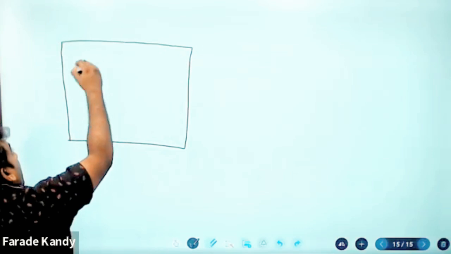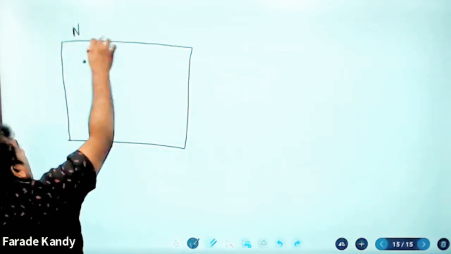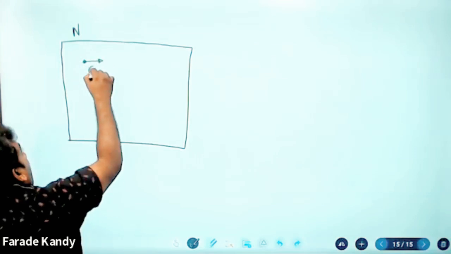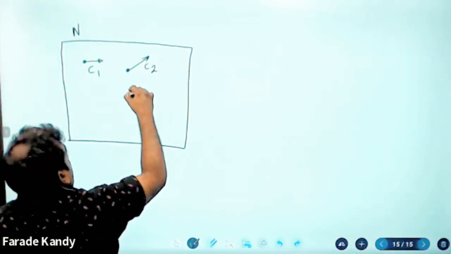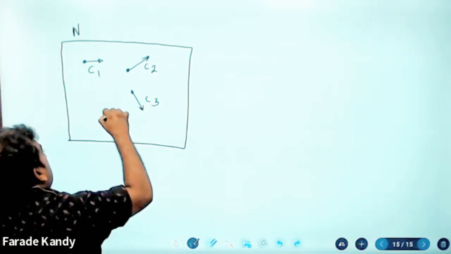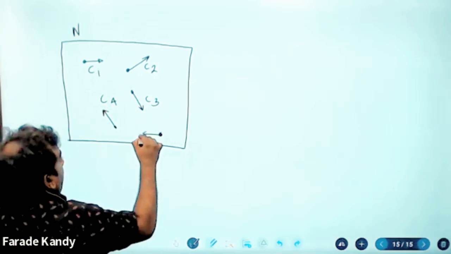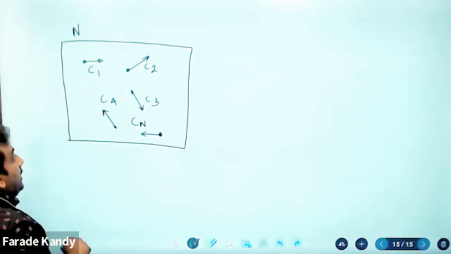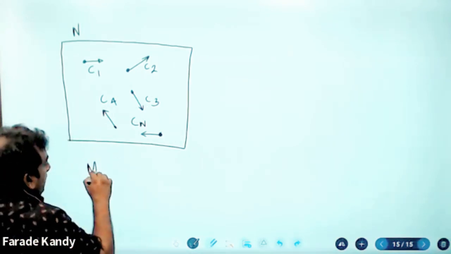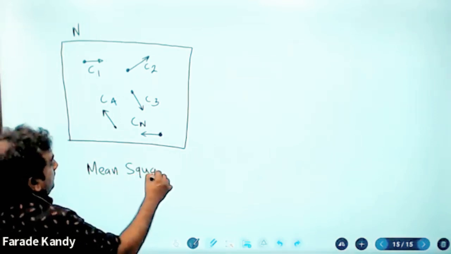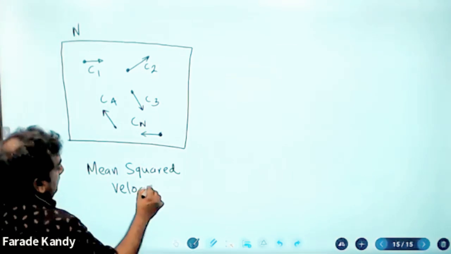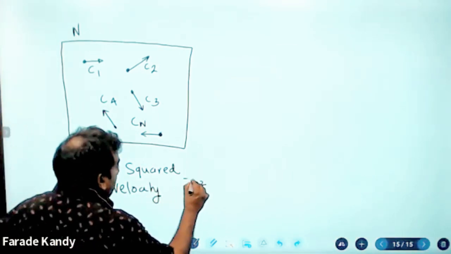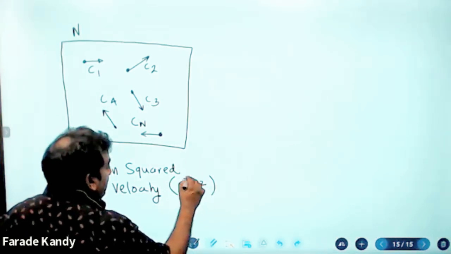Concentrate for 10 minutes. Let's say there is a container. There are N number of molecules. Each molecule has a different speed, randomly traveling in all directions. That's for the nth particle. We can define mean squared velocity. What do you mean by mean squared velocity? The symbol is c squared bar.